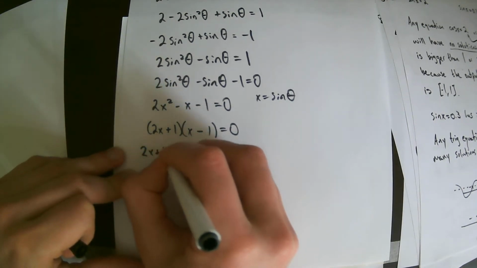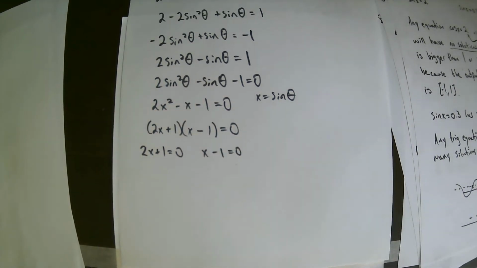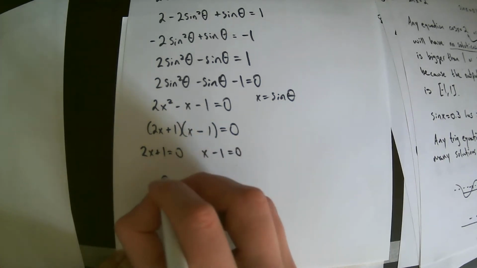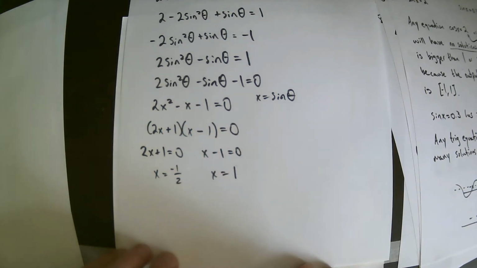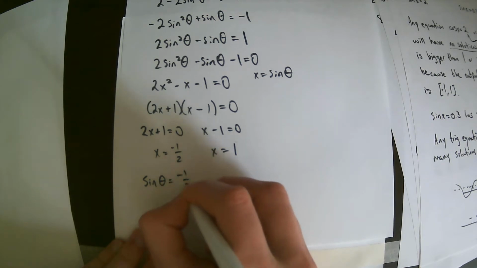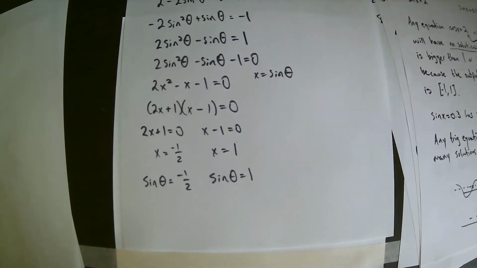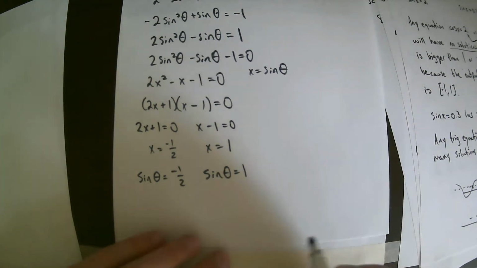Setting each of these equal to 0, and then solving for x, I'll have x is negative 1/2 and x is 1. And now replacing x with sine theta. Both of these are within the range of sine, so no hope of getting rid of one of them because it's undefined or anything like that.